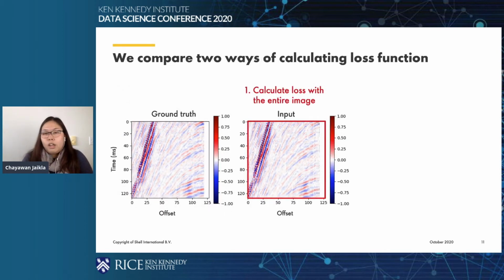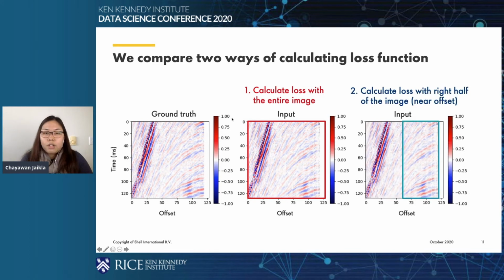In addition to the different loss functions that we're experimenting with, we also compare two ways of calculating the loss function. The first approach is to calculate the loss function by using the entire image. And the second approach is to calculate the loss function only on the right half of the image where missing data exists.